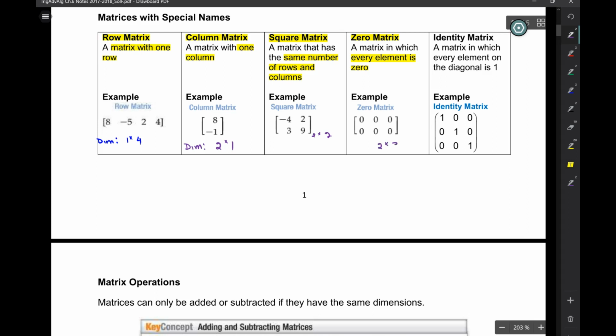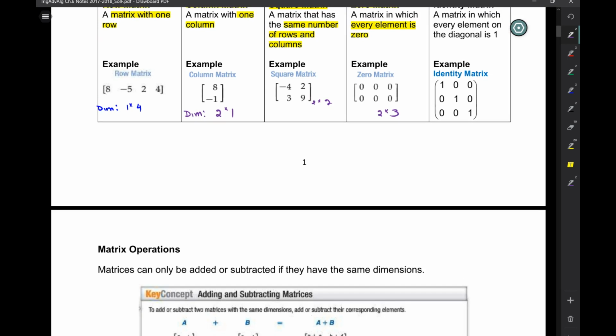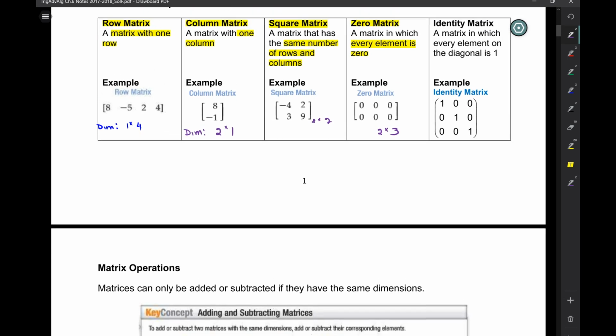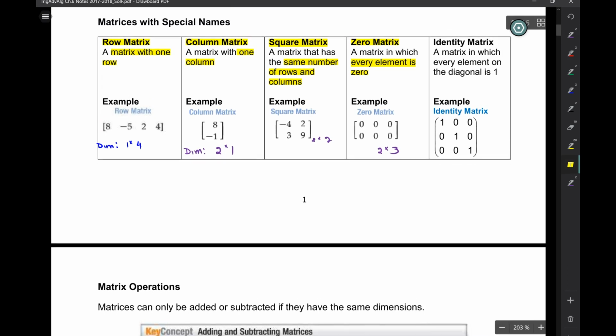2 by 3. 2 rows, 3 columns. It'll take some practice. So that's a 2 by 3 zero matrix. Now, right, that's a 3 by 3.